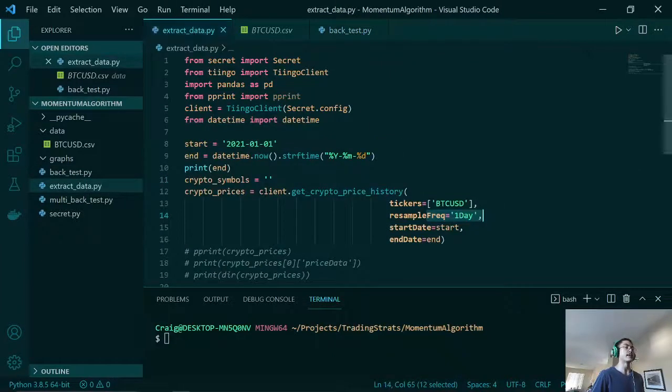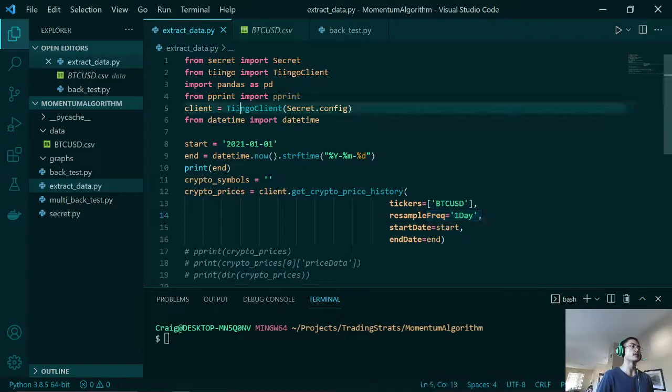Today, we'll be implementing a momentum-based trading strategy. What this means is we'll be taking an average over X number of days, and depending on if the cryptocurrency or stock is performing well on those days, we will enter a long buy or a short sell. So today we'll be using Bitcoin.